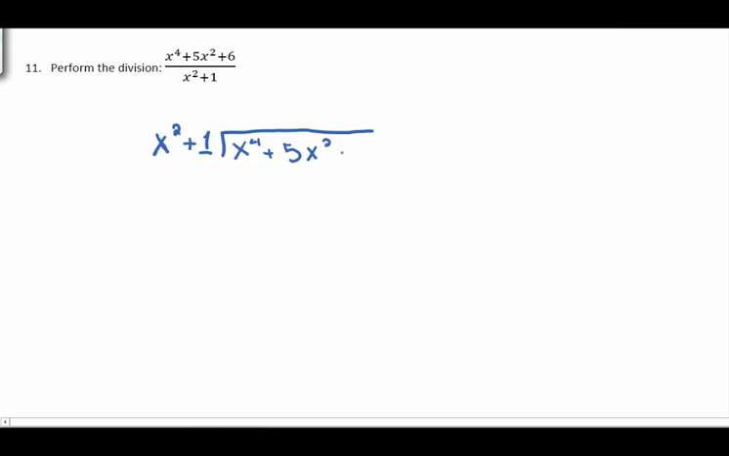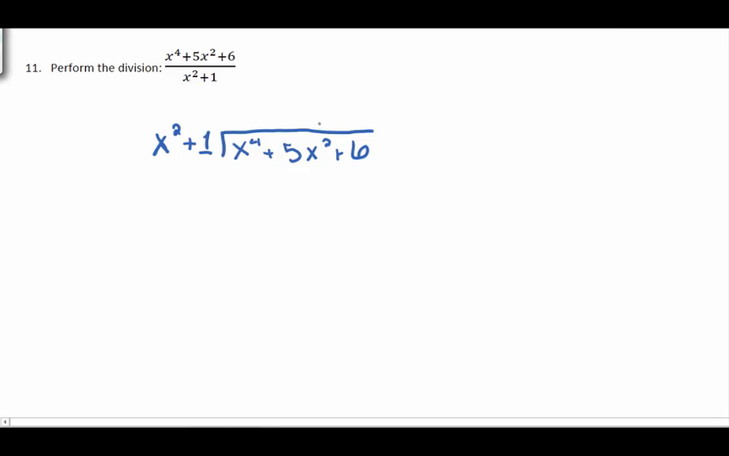Number 11 wants us to divide again. Dividing two polynomials requires long division. So then 1 on the bottom will go on the outside, x squared plus 1, and on the inside, x to the 4th plus 5x squared plus 6.